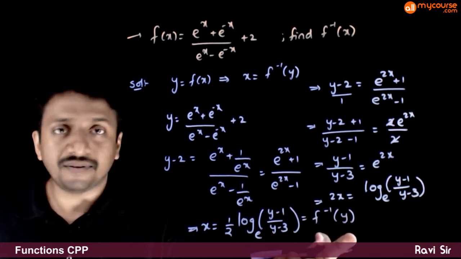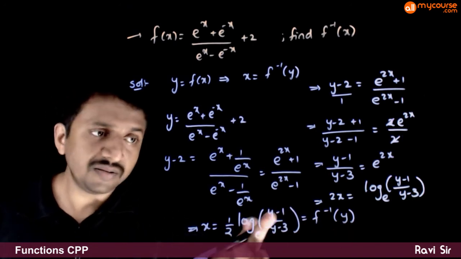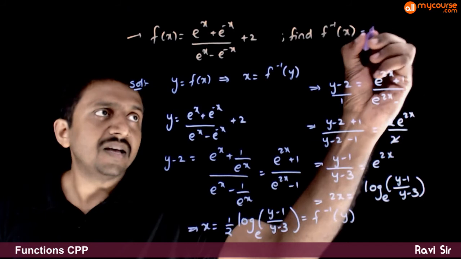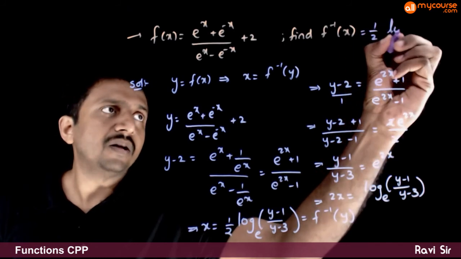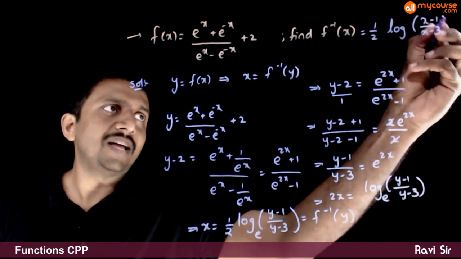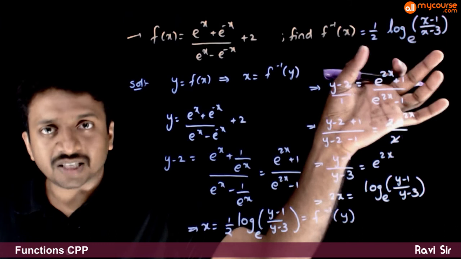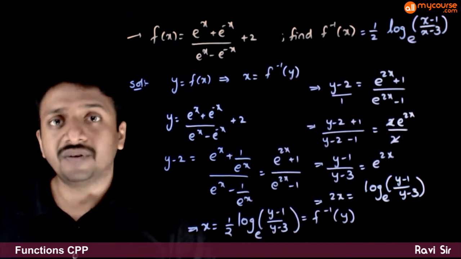So once you get f inverse of y, what is f inverse of x? In the place of y, you just need to put x. That is half of log of (x - 1) / (x - 3) to the base e. So this is the expression, the function f inverse of x.